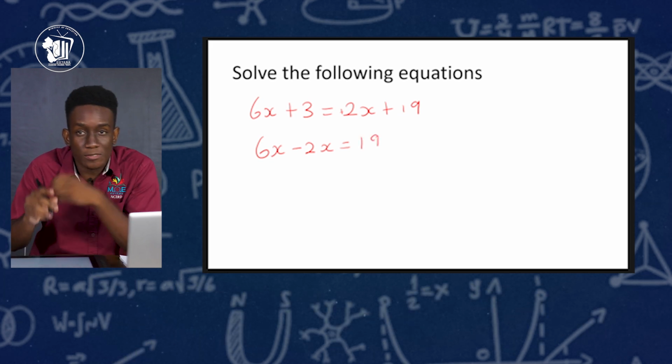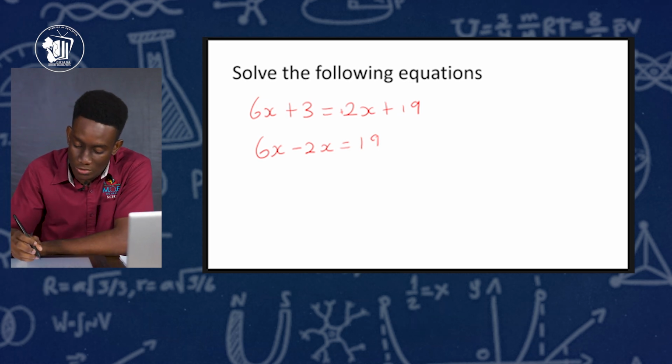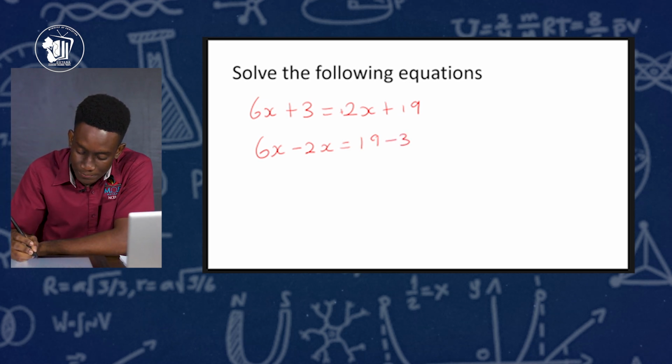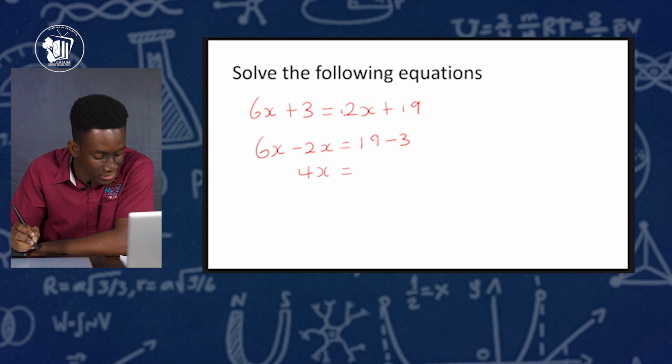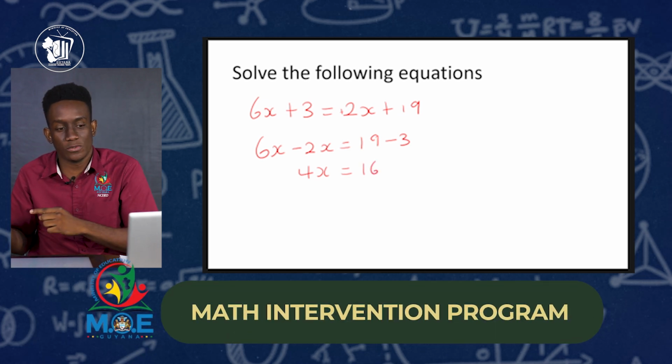And we're taking over this plus 3 with the 19. So the 3 is adding. When we take it over, it will subtract. So we have 19 subtract 3. And 6x subtract 2x, that will give you 4x is equal to 19 subtract 3, which would give us 16. And 4x is equal to 16.